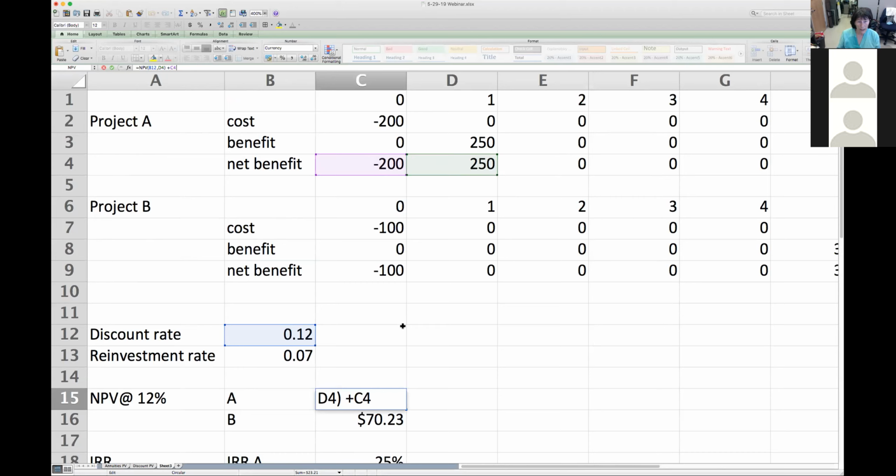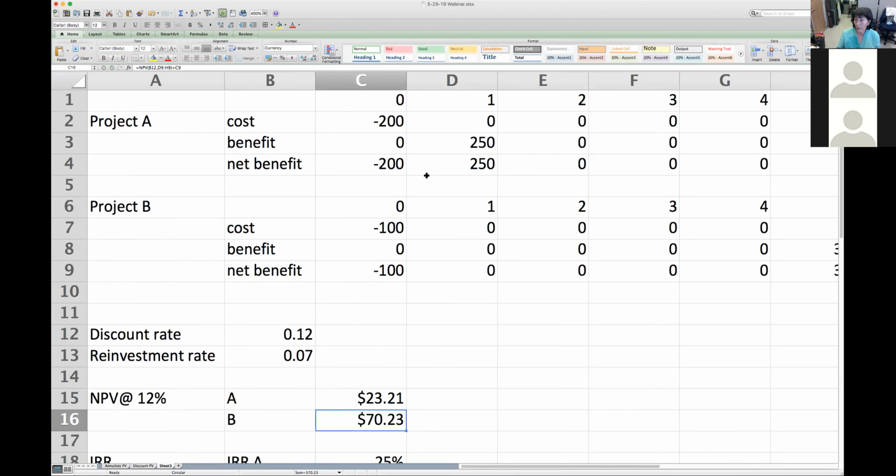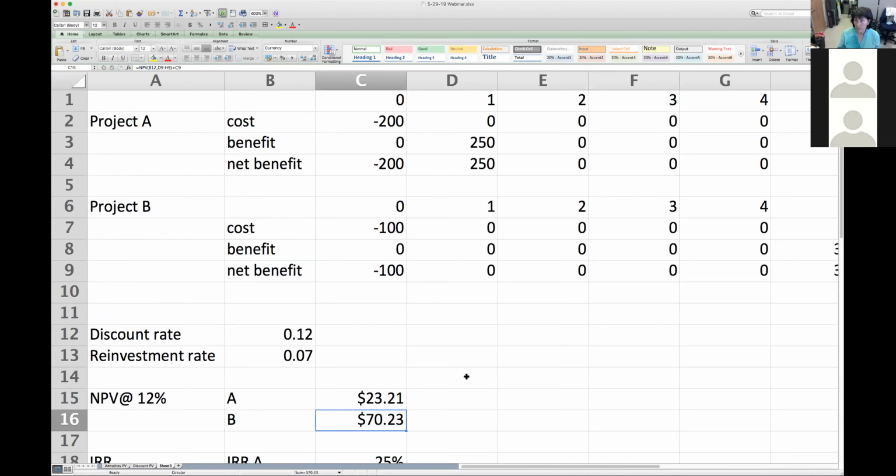So that's how we got this answer of $23.21. Even though we think we're making $50, if you account for the time value of waiting, you really only make $23.21, because you could have taken that $200, invested it at 12%, and really gotten some money from that, some interest. And so you're really only making $23.21 above 12%.